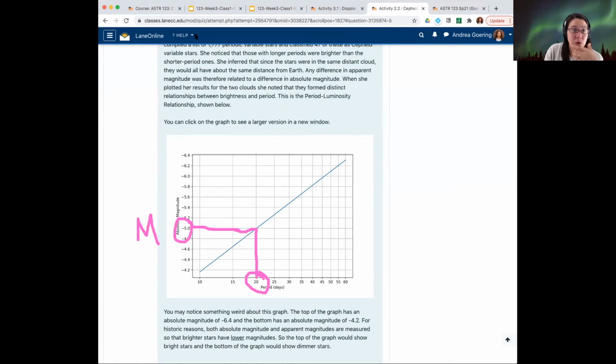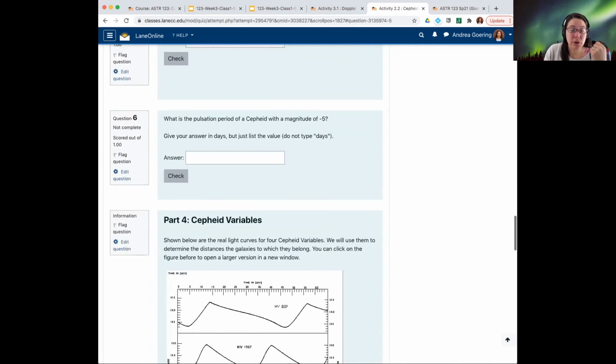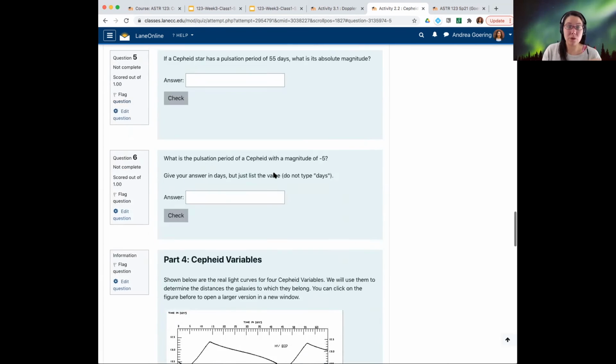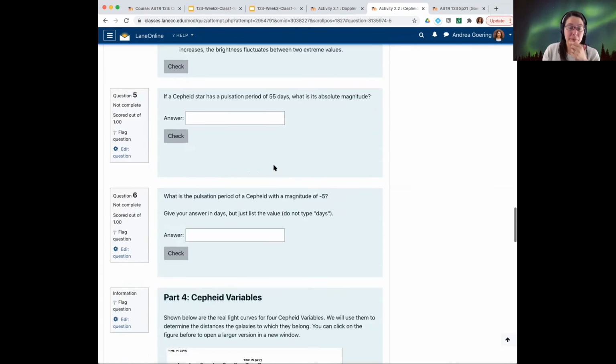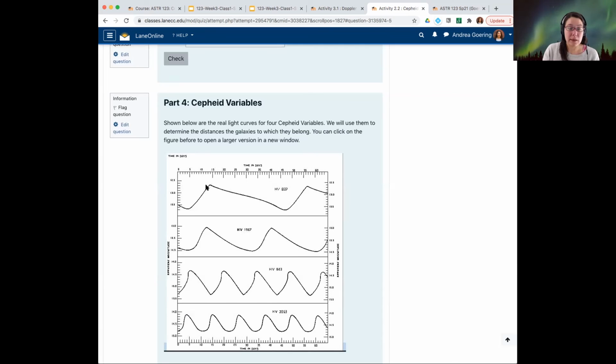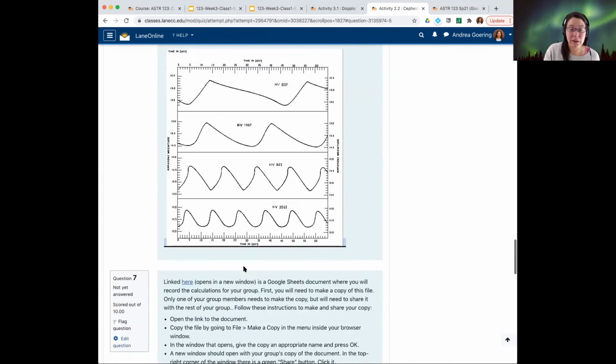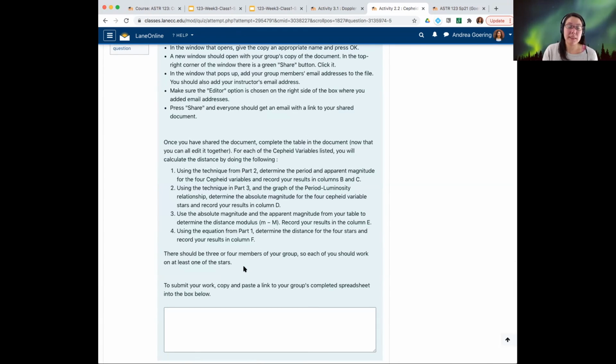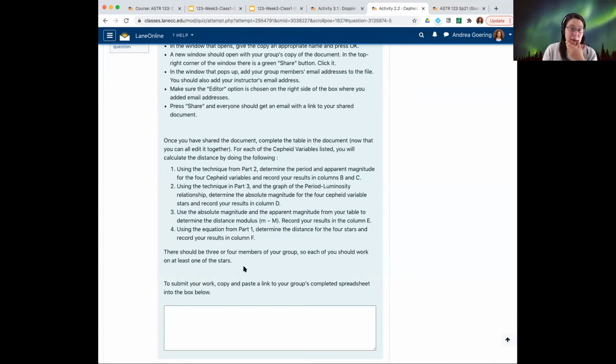And so your task in this lab is to use the graphs of these 4 stars, find their periods, use the period to find the absolute magnitude big M using that period luminosity relationship. Then separately, you'll use the maximum and minimum apparent magnitudes to find the average apparent magnitude little m. And then at last, you can calculate the distance to your star using the equation at the top of the page. All right, so that is the overall process of this lab.